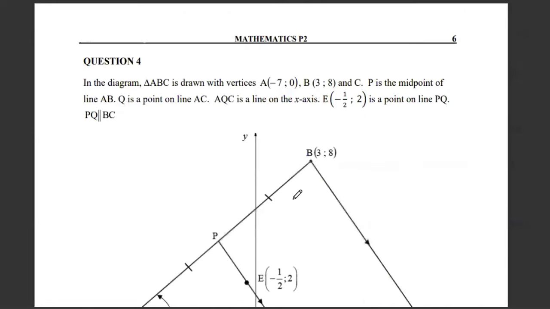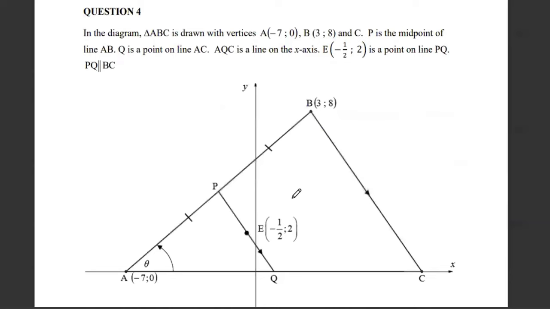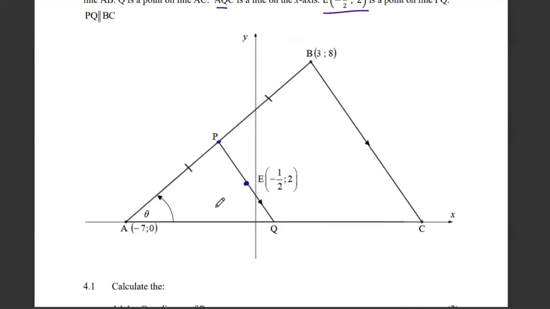Question number 4. In the diagram, ABC is drawn. They're telling us that we have vertices A, B, and C. P is the midpoint, okay, in the line. Q is a point on the line AC. This line is drawn on the x-axis. E is given as that. It's a point such that these two lines are parallel. Calculate the coordinates of P.